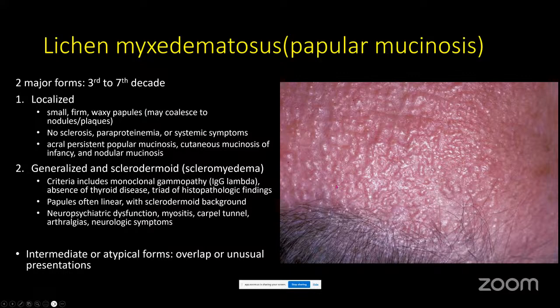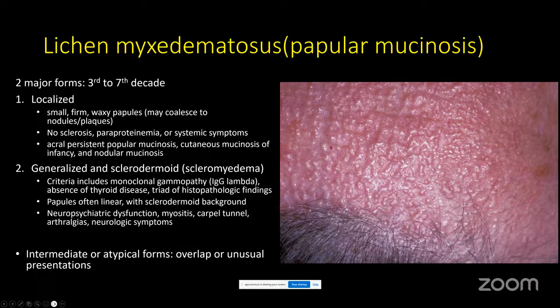And this is arising on a background of some dermal sclerosis. This is important to recognize because these patients will have a monoclonal gammopathy, usually IgG lambda. You have to exclude thyroid disease because, as I mentioned, you can have mucin deposition in thyroid disease. And then you see a specific collection of histopathologic findings, which I'll show you in a second. The other important thing to note with these patients is they have neuropsychiatric dysfunction. I remember years ago, a patient couldn't balance their checkbook anymore.